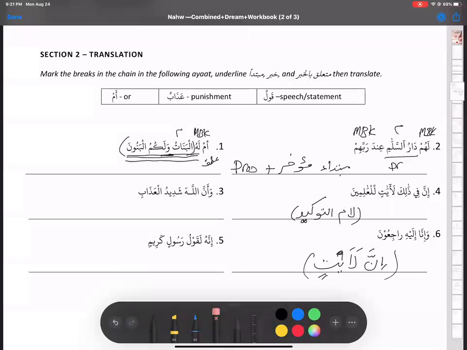Indeed, there are signs. When there is MBK muqaddam, mostly there is "there are" in the translation. So we're going to say there are miraculous signs for mankind in it, or there are in it miraculous signs for the people, for mankind.